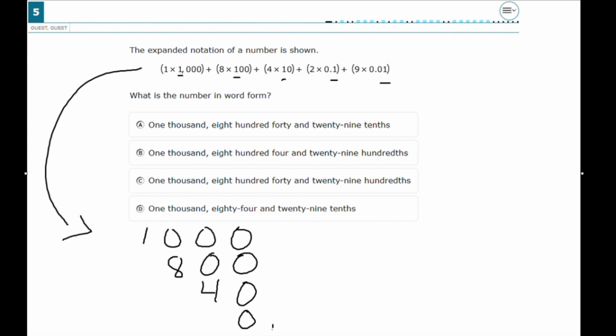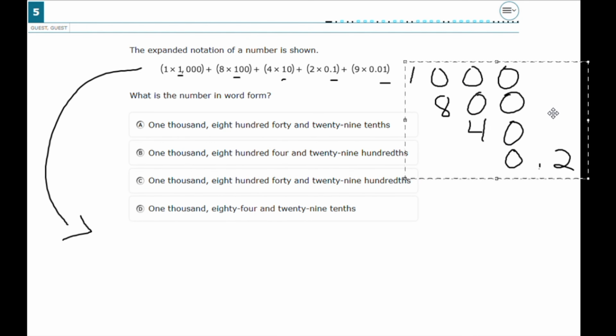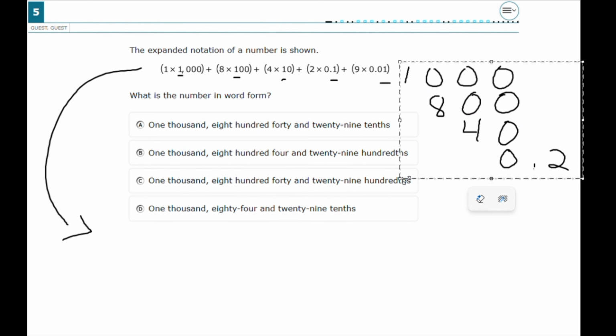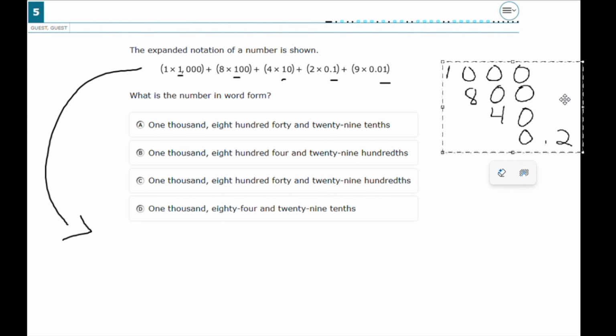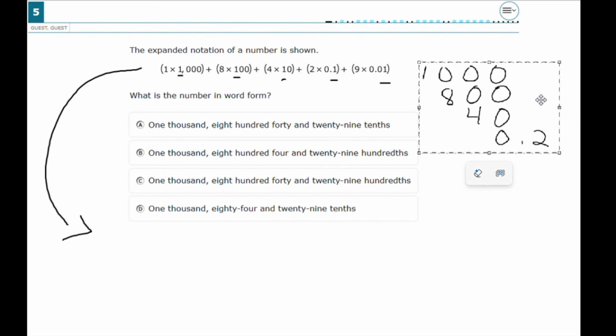Oh, I'm running out of space. Let me move this to the side. Let's make it a bit smaller. Okay, perfect. Then lastly, we have 9 times 0.01. So we're going to replace that 1 with a 9. So it's going to be 0.09. Okay, 0.09.